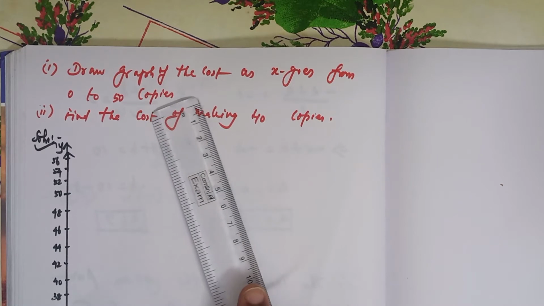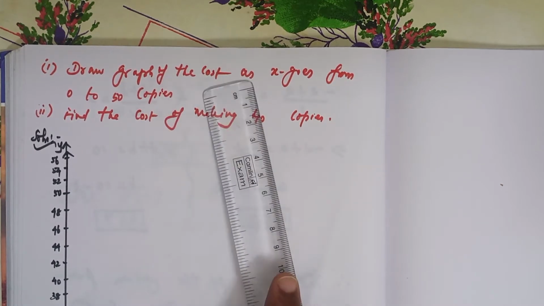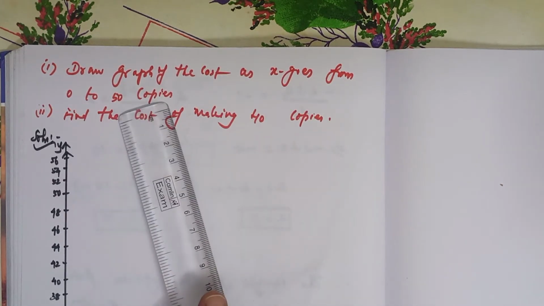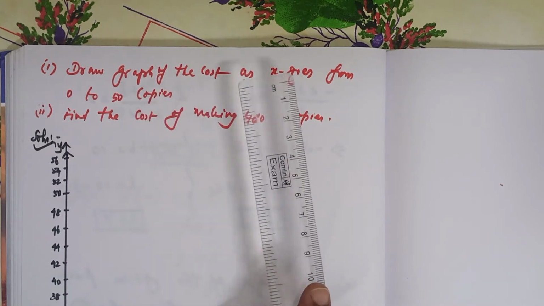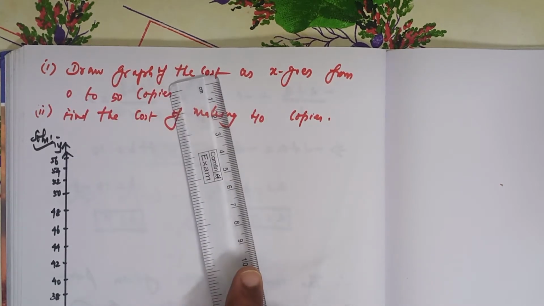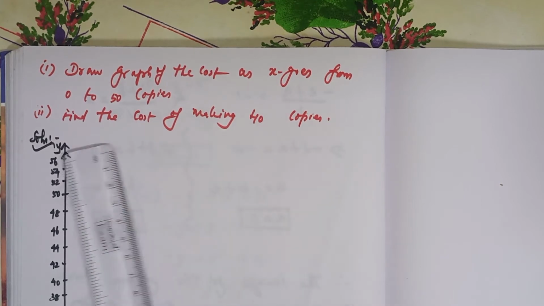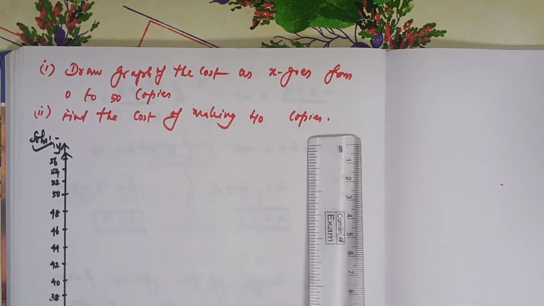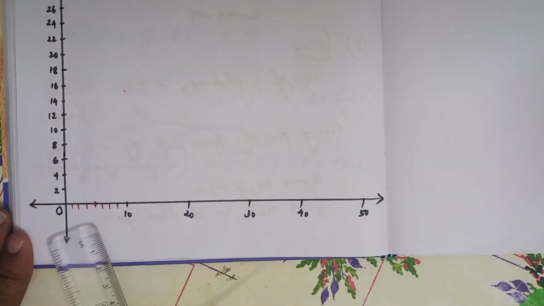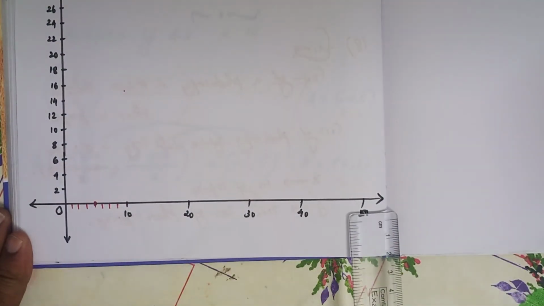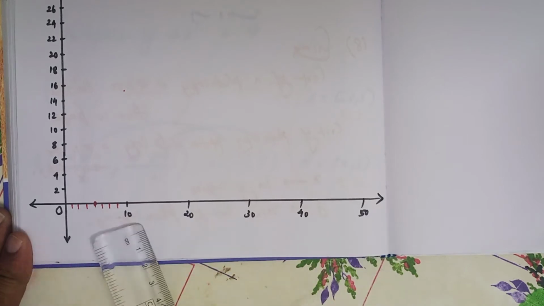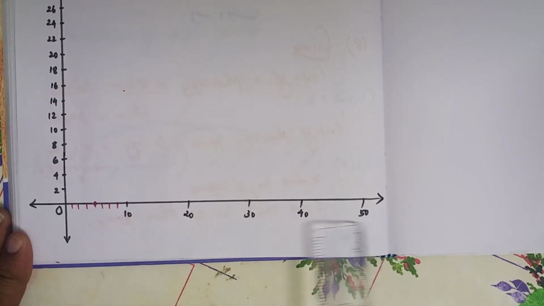Draw the graph of the cost as X goes from 0 to 50 copies. X refers to the number of copies. You have to find out the graph. Draw the graph. Find the cost of making 40 copies. Second subdivision. Right. I consider on the x-axis 0, 10, 20, 30, 40 and 50. Here x refers to the number of copies.